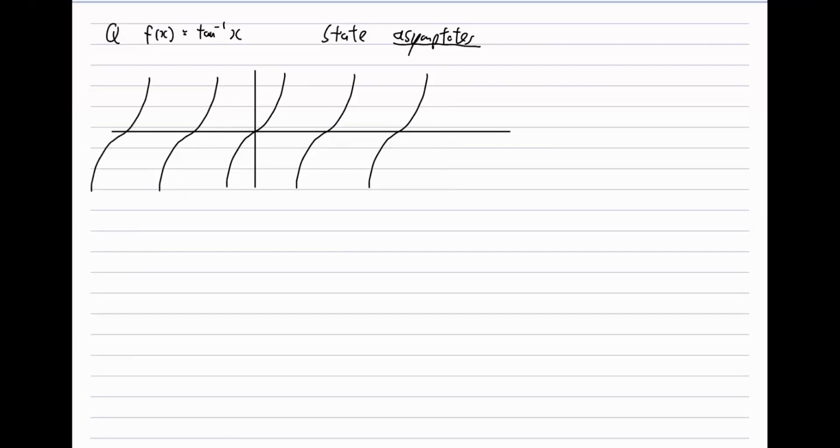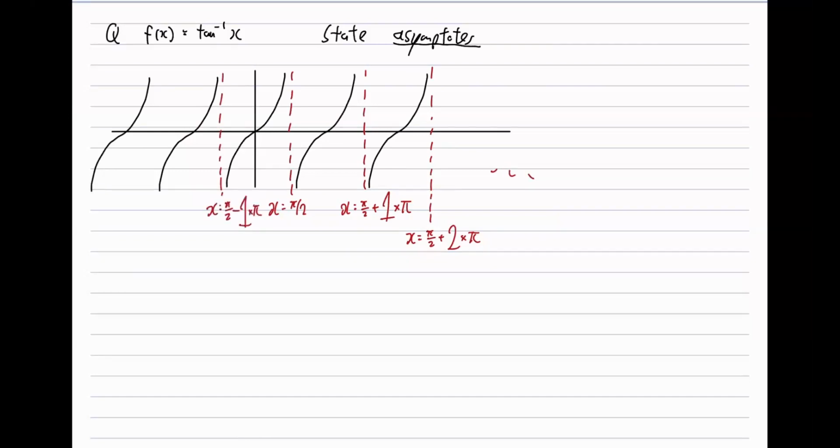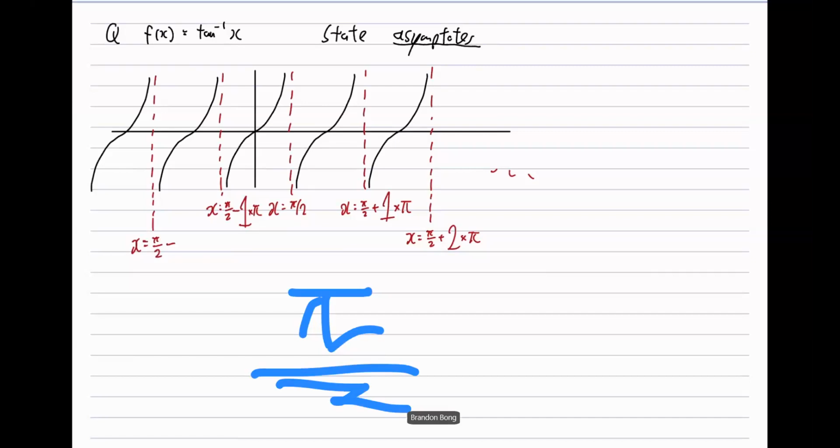So these are what we call x equals pi over 2, then you plus a pi. So it's pi over 2 plus 1 times pi. The next one will be x equals pi over 2 plus 2 times pi, and so on and so forth, plus 3 times pi, plus 4 times pi. Next one will be x equals pi over 2 minus 1 times pi. Make a guess. What do you think is the next one? Pi over 2 minus 2 times pi, and so on and so forth.